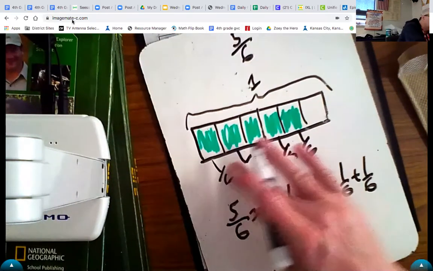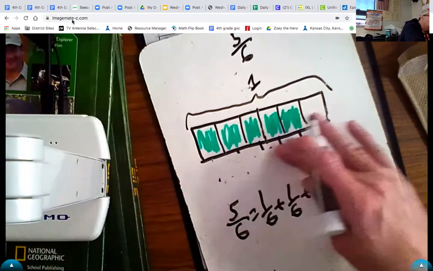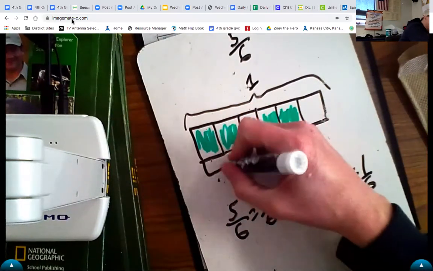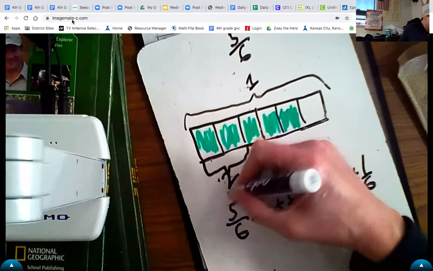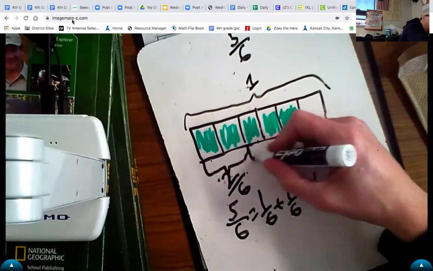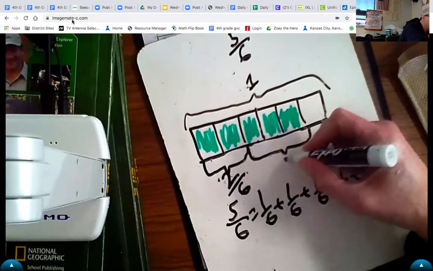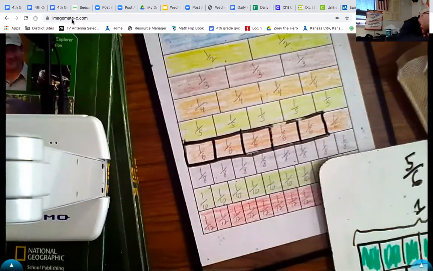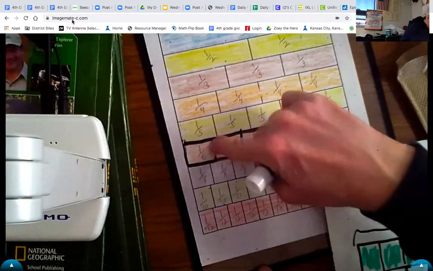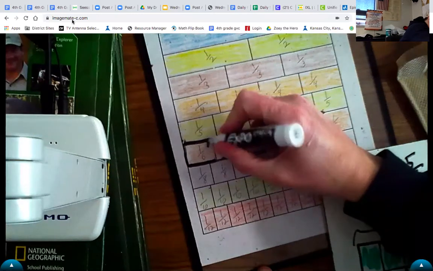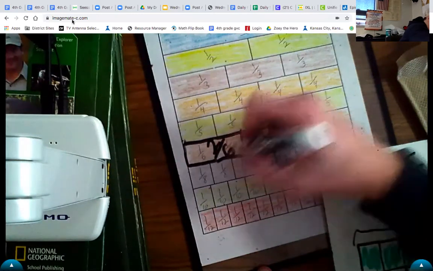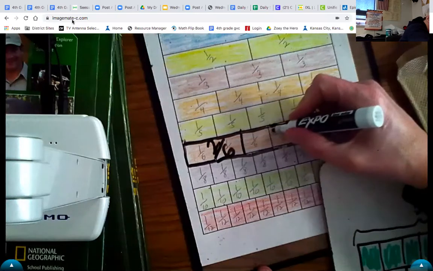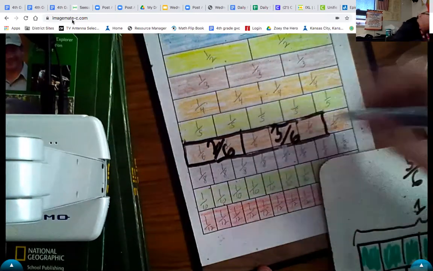What if we put two of these unit fractions together? That would be 2/6, right? And then we put the rest together. That would be 3/6. So let's show that on here. So we would take that line out. This is 2/6 right there. And then take out these lines. And you see that we've got 3/6 right there.